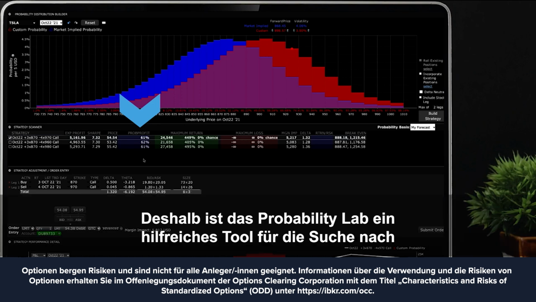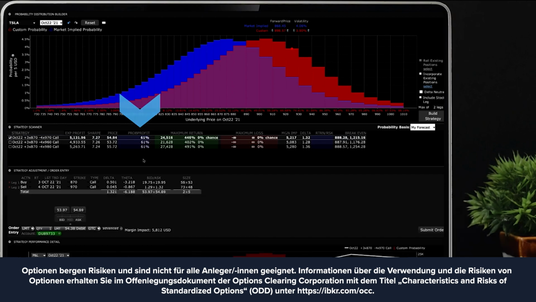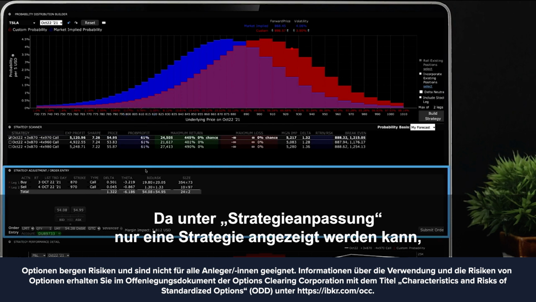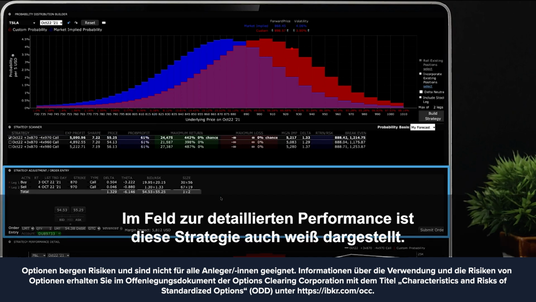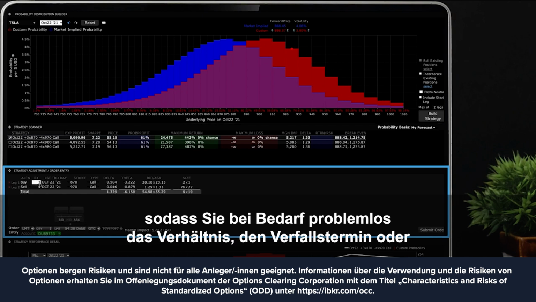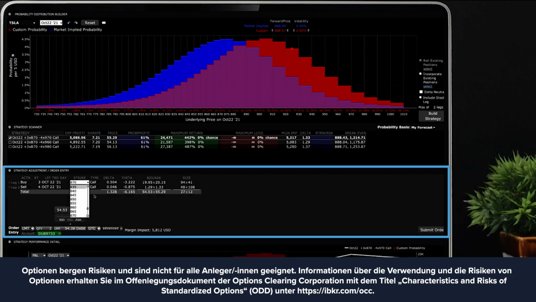That's why the Probability Lab is a powerful tool for enabling you to search for potentially profitable opportunities to suit your views. Since only one strategy can be displayed in the below strategy adjustment area, the one with the white checkbox is designed to populate here and is also color-coded in the strategy performance detail beneath. Note that various input fields are configurable, such that if you want to change the ratio, expiration date or strike price for one of the returned lines, you can easily do so.